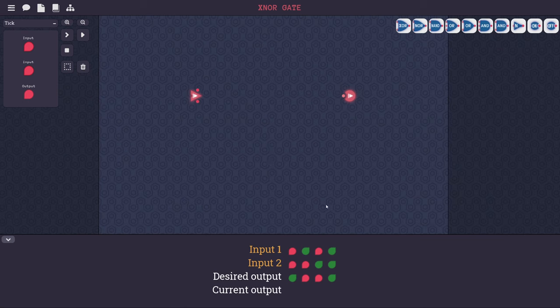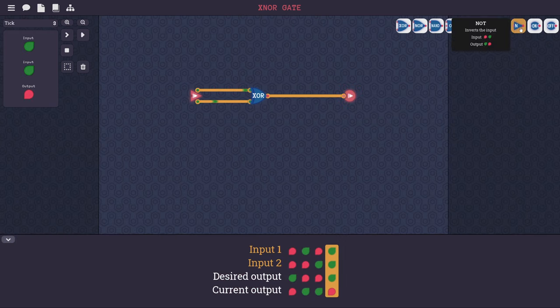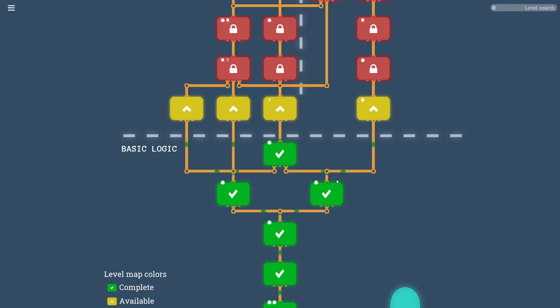So the exclusive NOR gate means that either both inputs are negative or both inputs are positive in order for the output to be positive. And I think this should be as simple as negating the output of an XOR gate. Normally, an XOR gate, if we were to run this, it would give us the inverse logic of what we want. So if we just throw a NOT gate in here, that should get us the results we need. We have unlocked the XNOR gate, exclusive NOR.